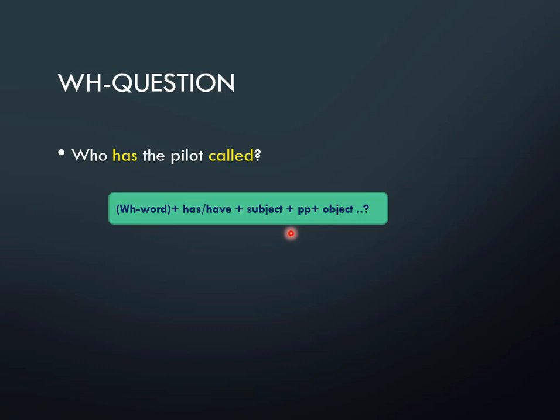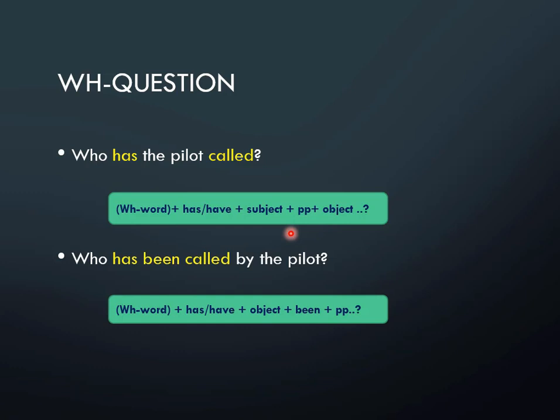How can we change a question like this into passive voice? Okay, we can start with who, as usual. After that, we should write has or have, been, and the PP, by, and the subject. Look at the structure: WH question, has or have. If the object is singular, we use has. If it is plural, we use have. Then we write the object, not the subject as in the active voice, but in the passive voice we use the object, okay? Then been, and after that we write the past participle.